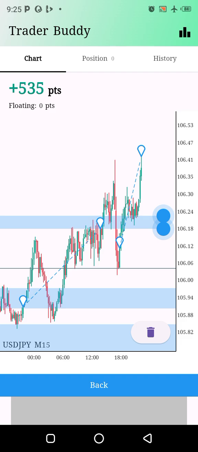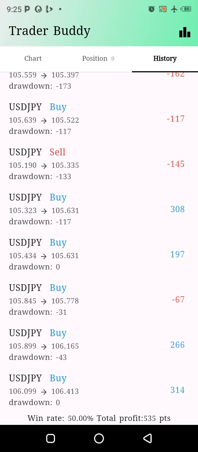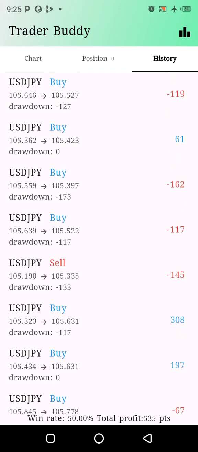So you could simply have waited out that trade, or you could have been shaken out by all the noise. But anyways, we had a profit. We had a win rate of around 50%, and our total profit was around 535 points. So that's it for this trading session.